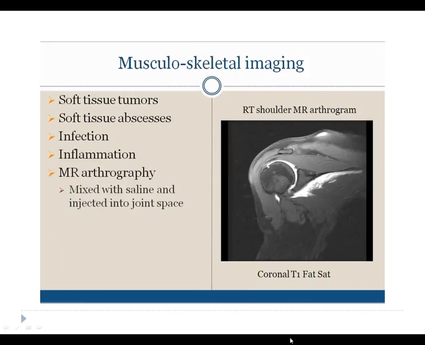MR contrast agents in musculoskeletal imaging can be used to enhance soft tissue tumors, abscesses, infection, and inflammation of muscle or tissue. MR arthrography is the most common use for MR contrast agents in musculoskeletal imaging. The contrast is mixed with saline and injected into a joint space, and in conjunction with fluoroscopic radiography techniques, the exam is performed. MR arthrography increases the visualization of intracapsular structures like the glenoid labrum.